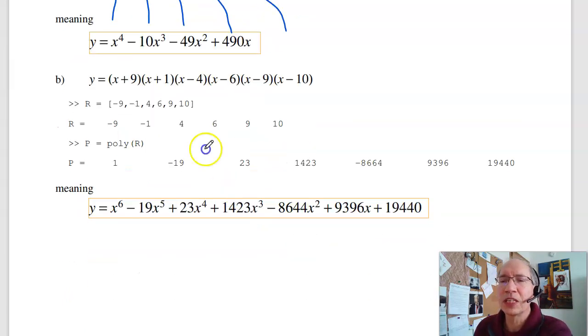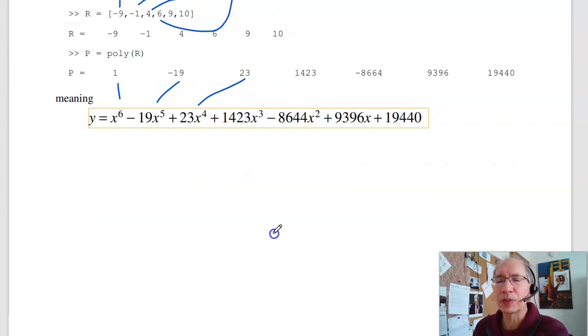Or a second example, if I have the roots being minus 9, minus 1, plus 4, plus 6, plus 9, plus 10, find the polynomial that has those roots, and you get this. And again, that represents decreasing powers of x. So that's the first two problems.